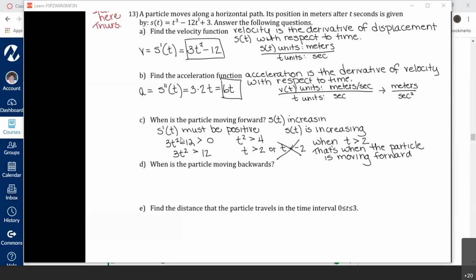You could have graphed this and basically said, all right, where are the y values greater than 0? Basically you could say this is my function y, and where are those values greater than 0? For what t's are those? That's another way to do it if you're not comfortable doing inequalities with roots. But basically, let's take a look at that.